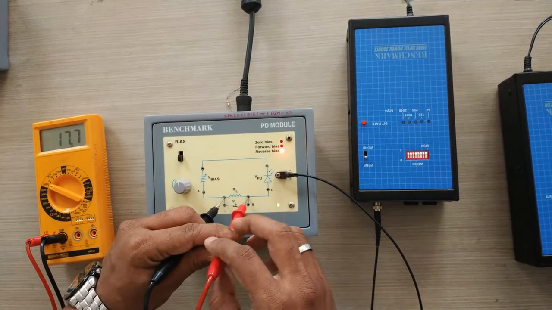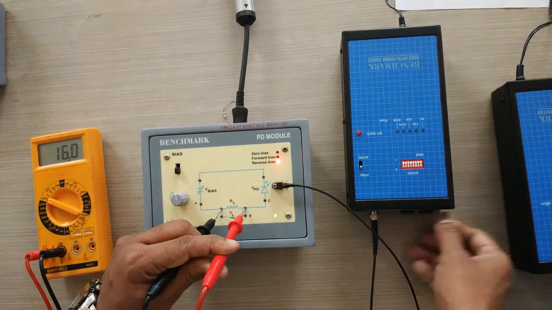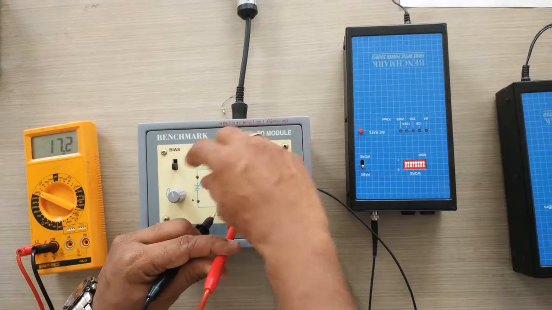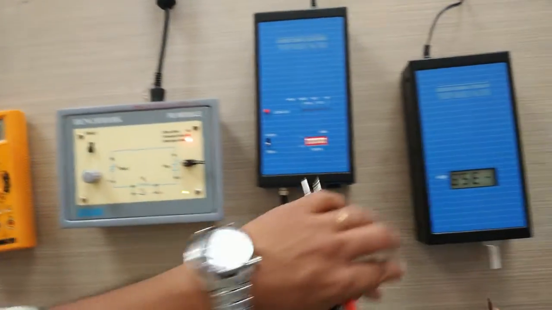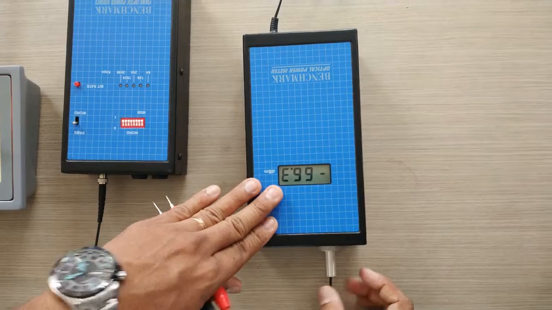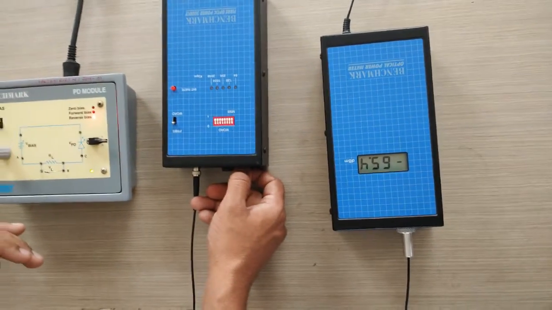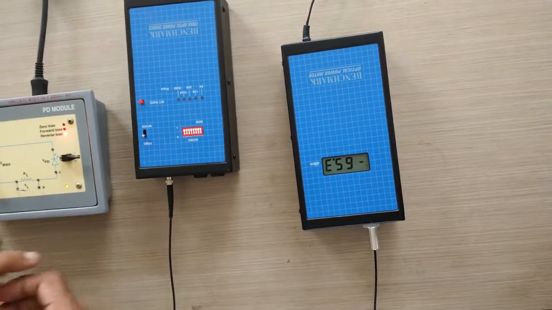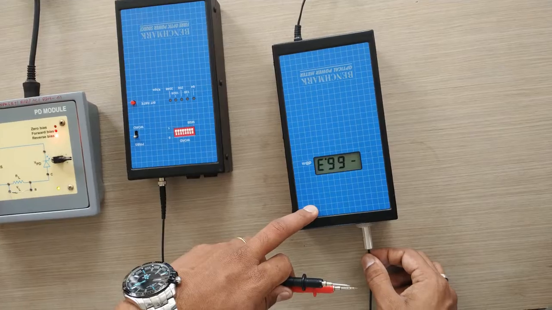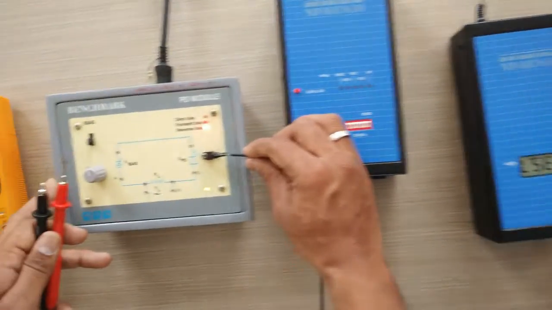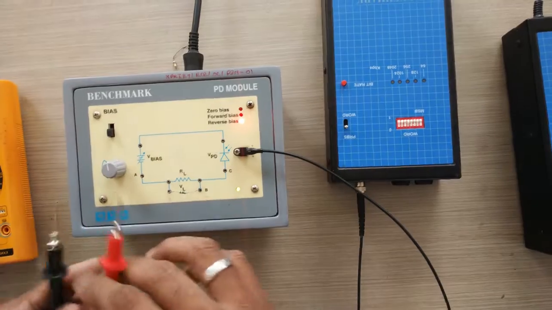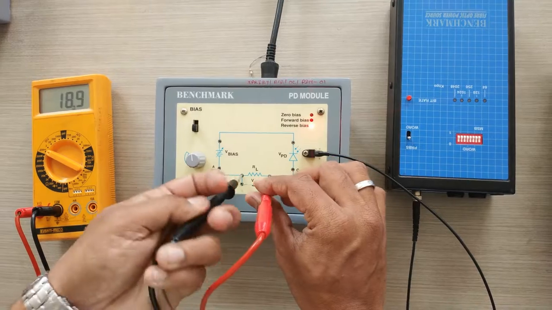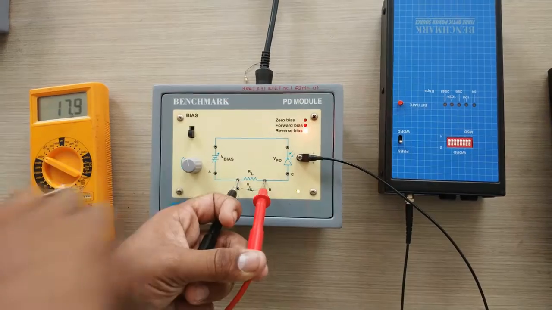Okay, now I am going to vary this voltage by keeping the power value constant. So in order to measure the power value, I'm going to use this power meter. So it is minus 65 dBm now. I'm feeding this light power source to the photo detector. Keeping this power level constant, I am going to vary this voltage bias.